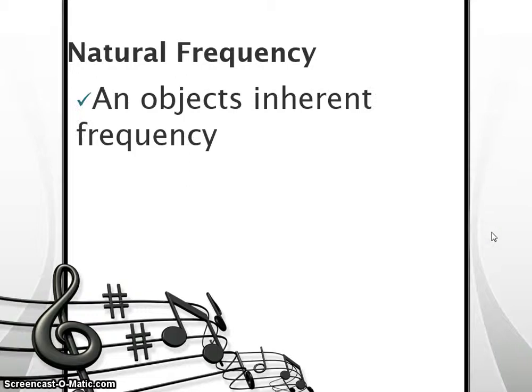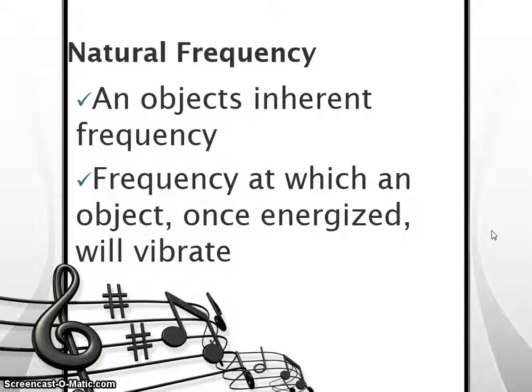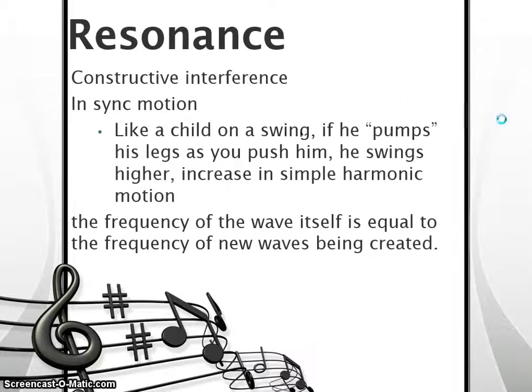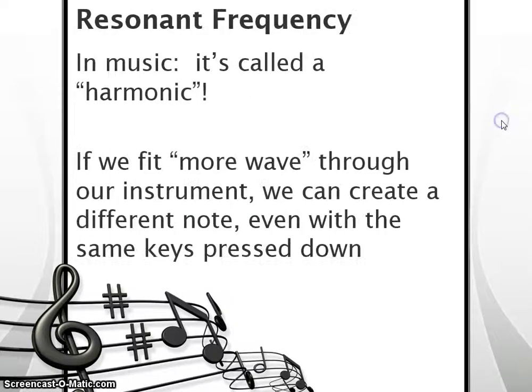All right, let's move on to natural frequencies. This is what we were looking at today with the guy who was trying to sing the same pitch as the glass, the lead crystal. So an object's natural frequency, fill in the blank, is its inherent frequency. It's the frequency at which an object will vibrate once it's energized. Resonance is the increase in amplitude when we feed back the object's natural frequency. Resonance is constructive interference happening on that object.